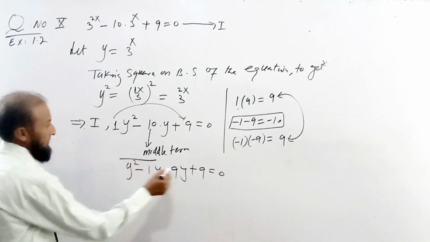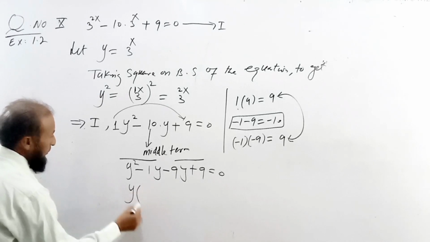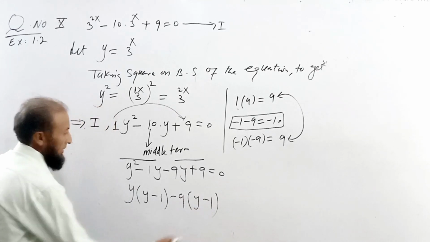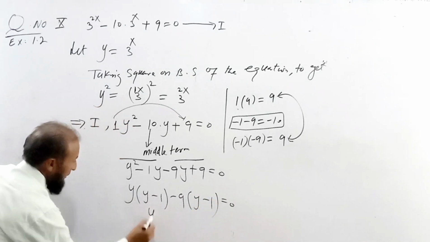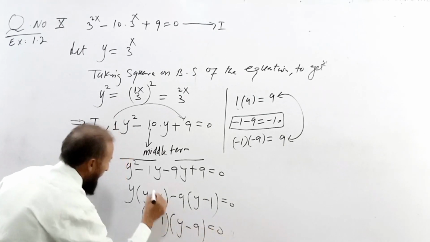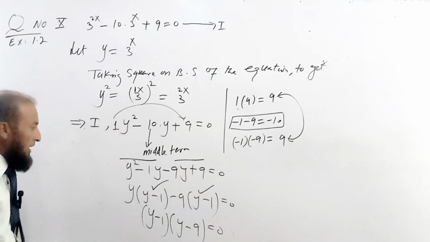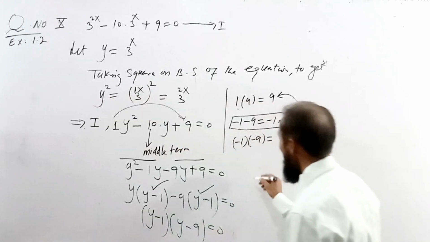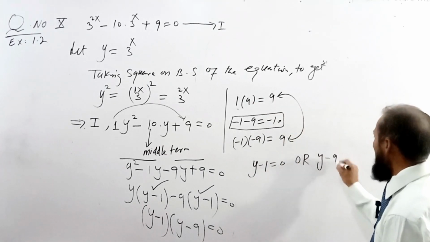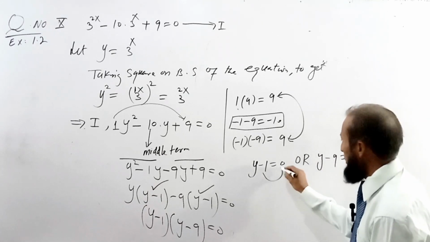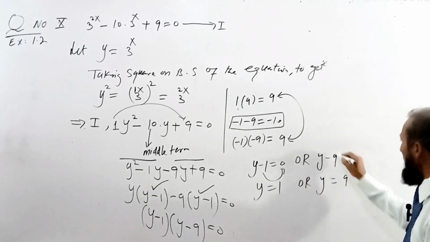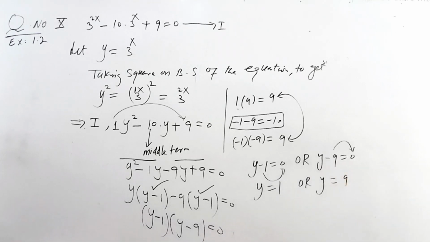Now we are taking pairs. Y is common, y minus 1 minus 9 y minus 1 is equal to 0. Now it means that y minus 1 and y minus 9 is equal to 0. From these two pairs we take only one time. So now we can write y minus 1 is equal to 0 or y minus 9 is equal to 0. So we change this value here, so the sign is also changed.